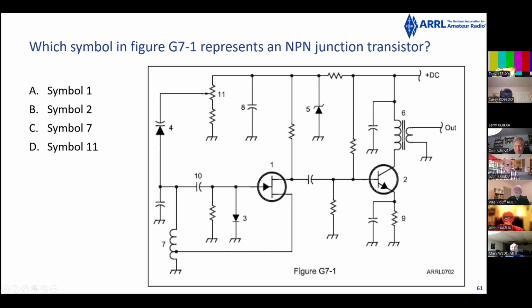Okay. Which symbol in figure G7.1 represents an NPN junction transistor? Symbol 1, 2, 7, or 11? And this should be easy. I think I gave you the answer already. It's either 1 or 2. You know, it's not 1. It's got to be 2. So the answer is Bravo, symbol 2.